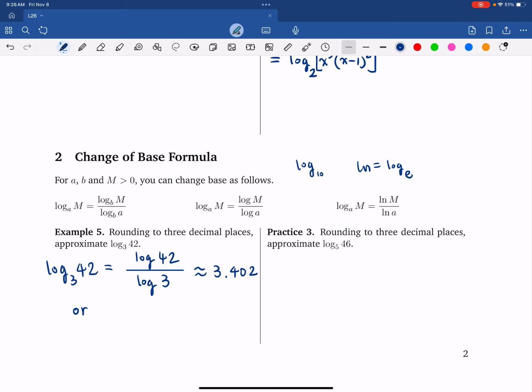If you are curious, you can also change them to natural log. I would say give it a try. If you change it to natural log, it will still be a quotient, but it's going to be ln. So you have ln of 42 divided by ln of 3. And if you don't believe me, go to your calculator and calculate these two and divide. You're going to get the same number, 3.402.